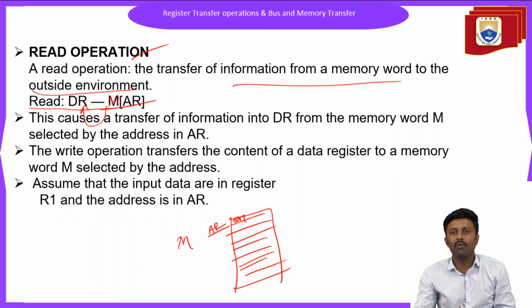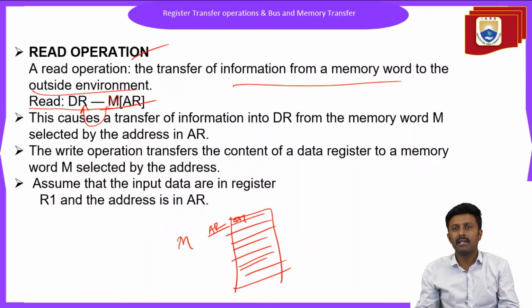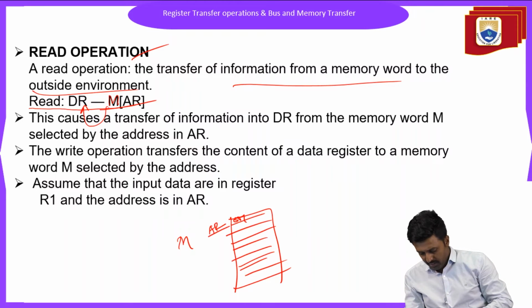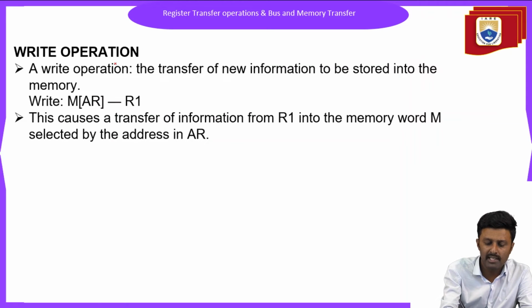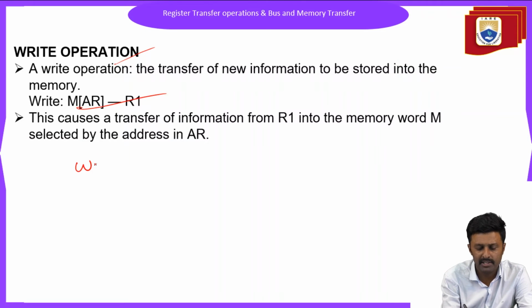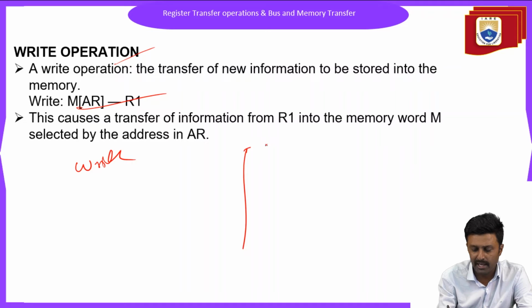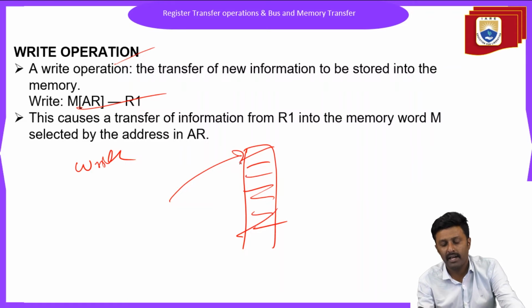Similarly, we can go for the write operation: transfer the content of the data register to the memory word selected by the address. So this is the write operation here. In the write operation, we will be storing some sort of information or data into the main memory.